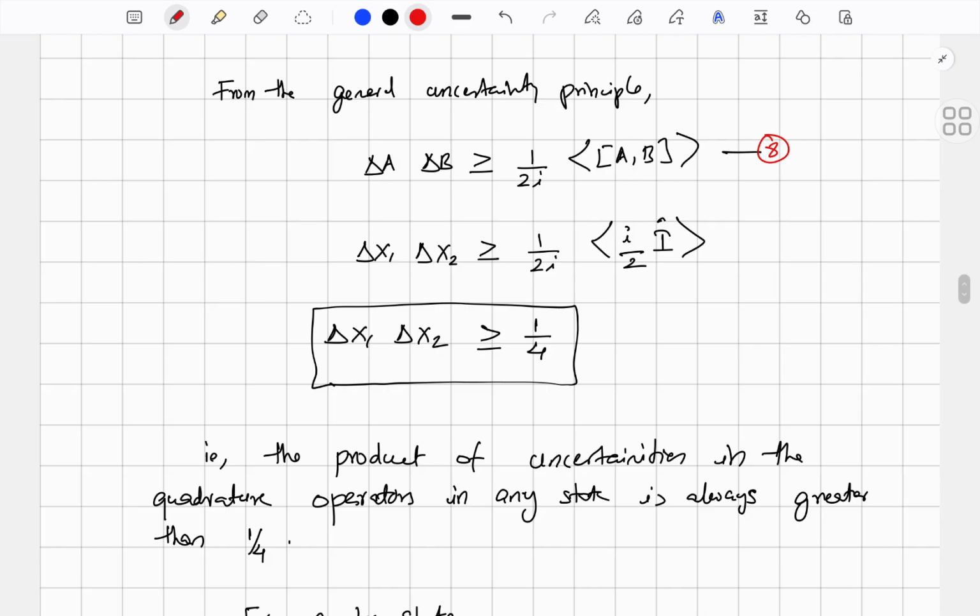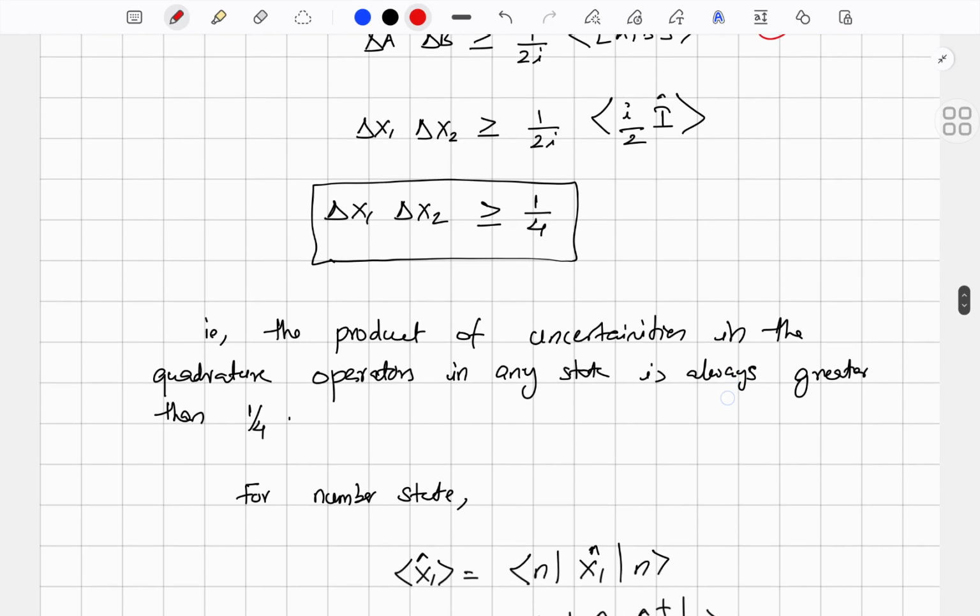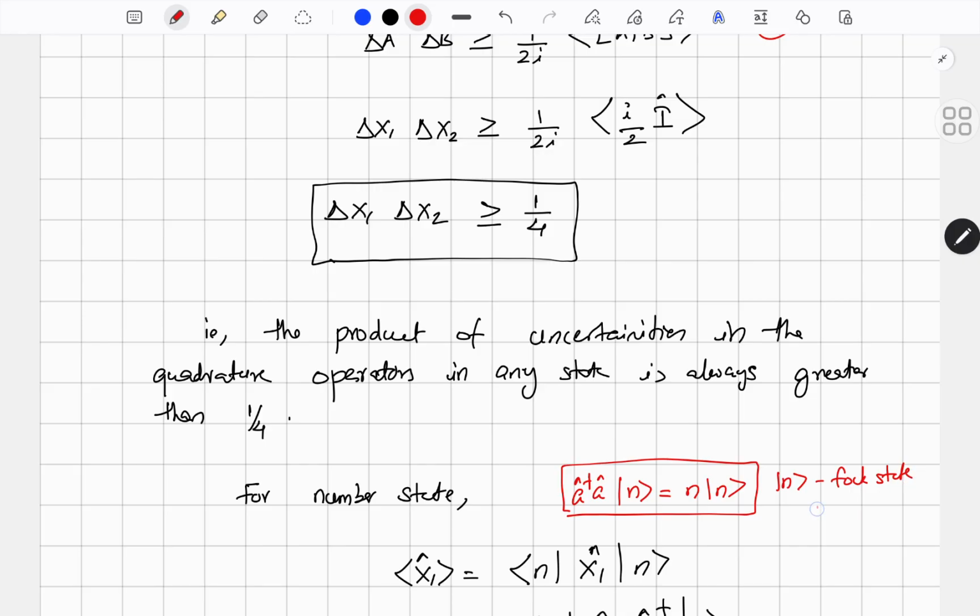This holds in any state. There are different possible states in quantum optics. We have discussed only one possible state so far, called the Fock state or number state. There are many other states, called coherent states, squeezed states, etc. If you take any possible state, the product of uncertainties of x1 and x2 must always be greater than or equal to 1 by 4. Now we can calculate the product of delta x1 and delta x2 for the number state, because we are already familiar with it. The number state is the eigenstate of the number operator: a dagger a acting on ket n gives n times ket n. This ket n is called the Fock state or number state.